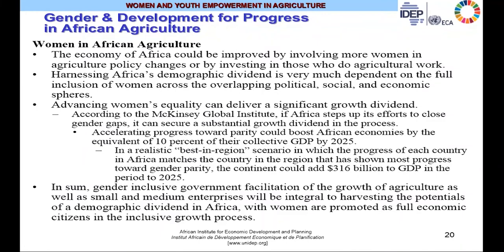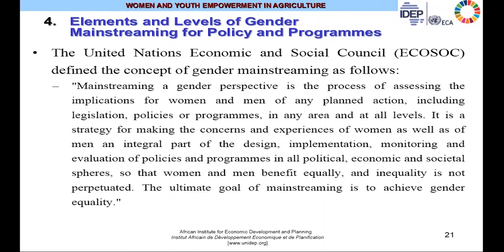In summary, therefore, gender-inclusive government facilitation of the growth of agriculture as well as small and medium enterprises will be integral to harvesting the potentials of a demographic dividend in the continent, with women promoted as full economic citizens in the inclusive growth process. It is therefore important that policymakers identify the roles of gender. And here we are talking about gender mainstreaming. What are the elements and levels of gender mainstreaming for policy programs?